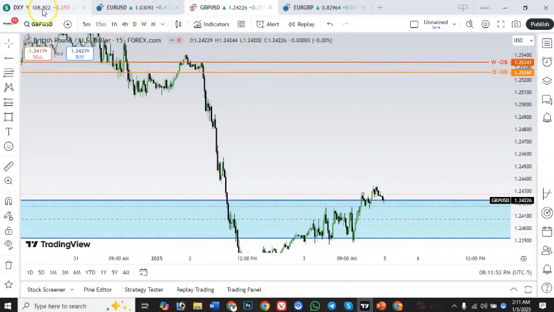So with these three pairs I have right here, the moment you know how to trade this pair correctly, the same analysis I give you is the same analysis you use for every other forex pair. The same fair value gap, the same order block, they are there on every chart of every pair. You see order block on them, you see fair value gap on them, all of them.